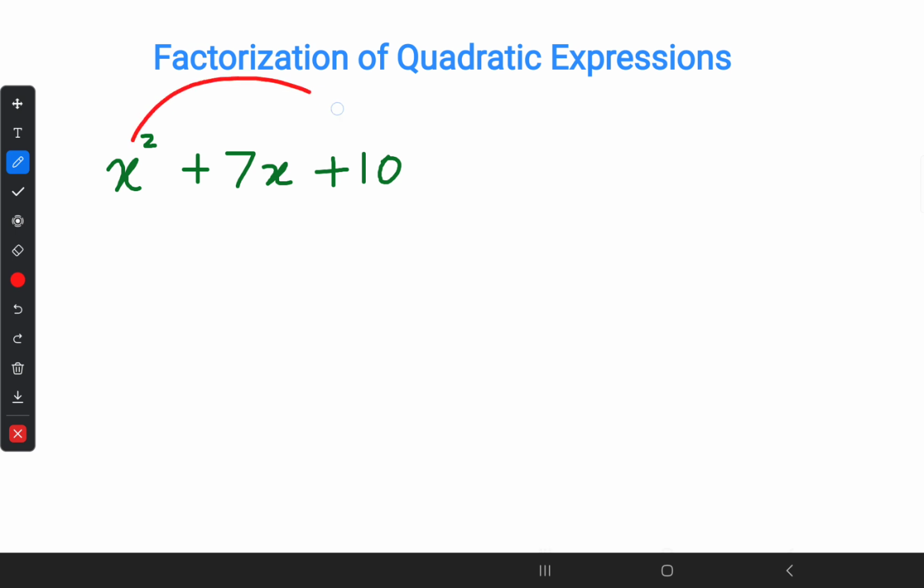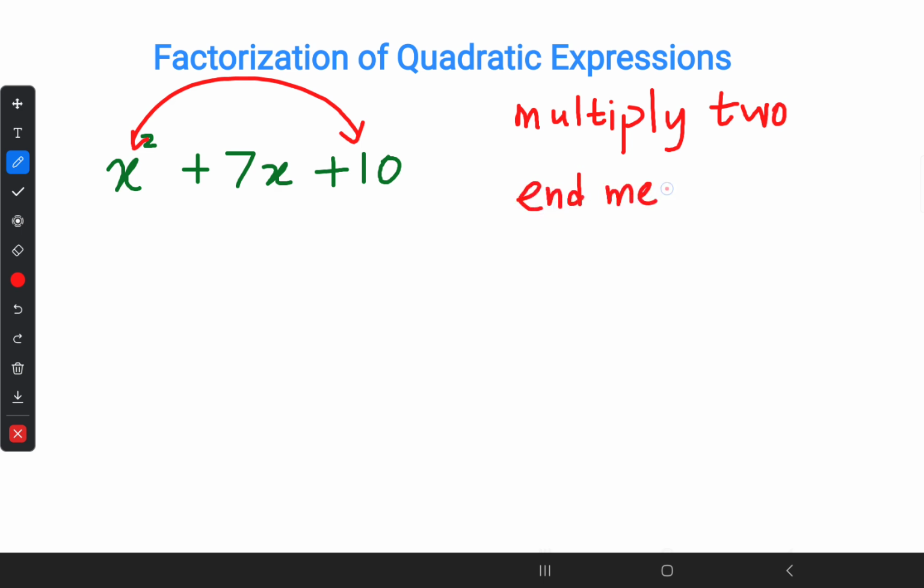First of all, you should multiply two end members. These two are called end members, the initial and the last. Let's multiply them. When we multiply x squared by 10, that will become positive 10x squared.